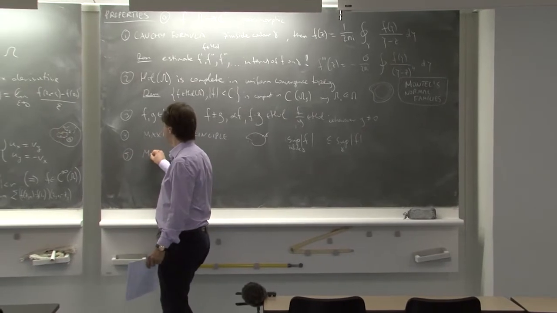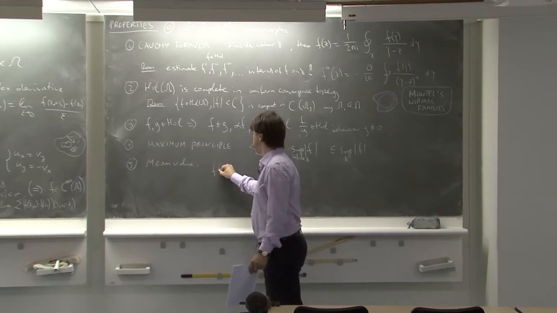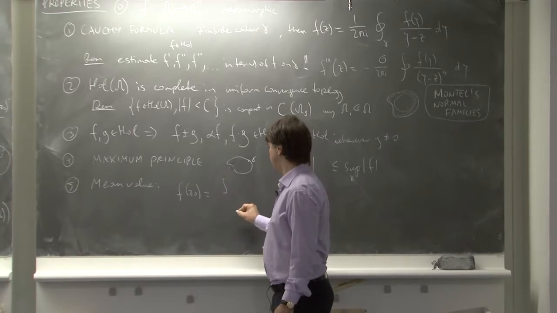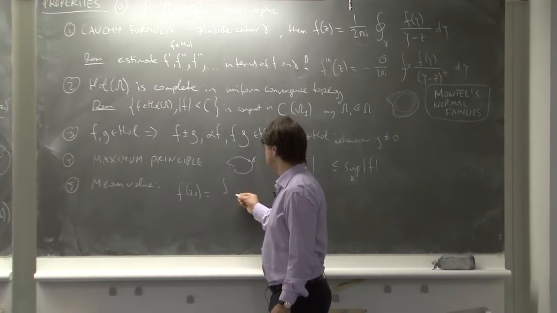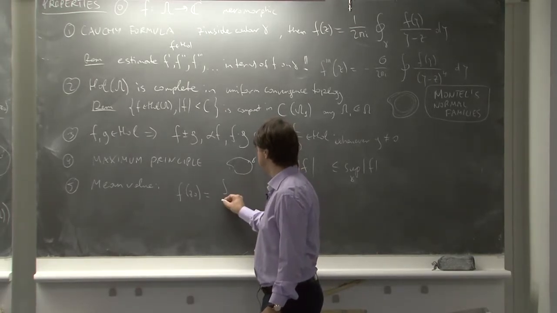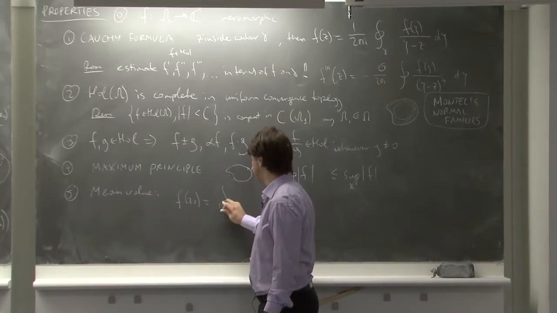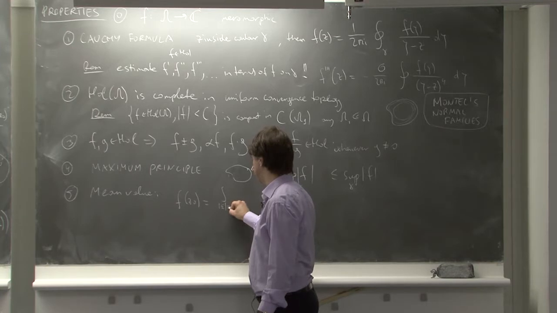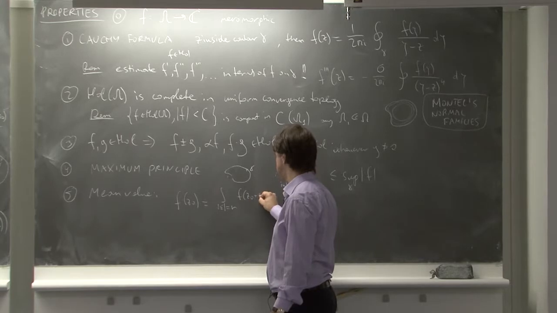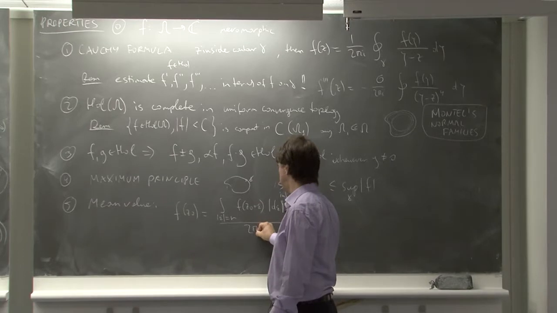And then there is the mean value property. So f of z0 is the integral over, let's say, the circle with absolute value of epsilon equal to r, of f of z0 plus epsilon, d epsilon, divided by the length of the circle, and the length of the circle is 2 pi r.